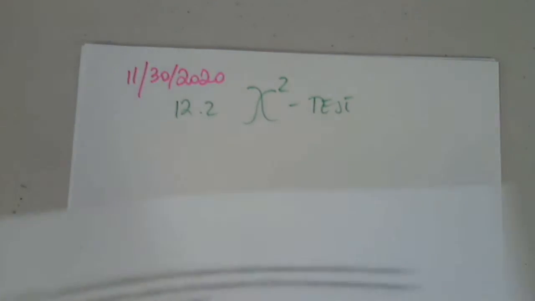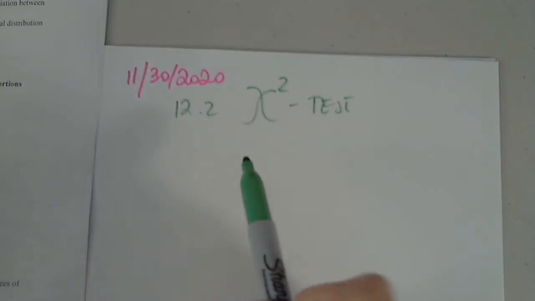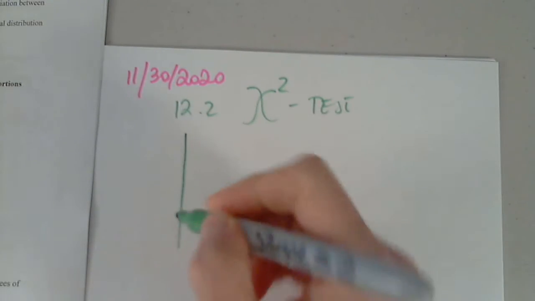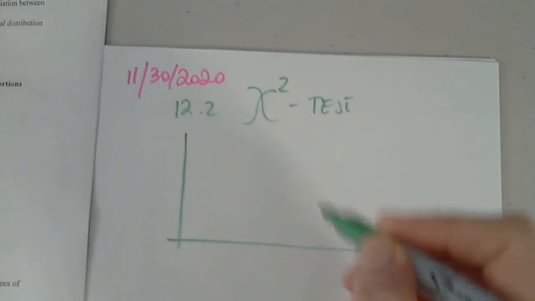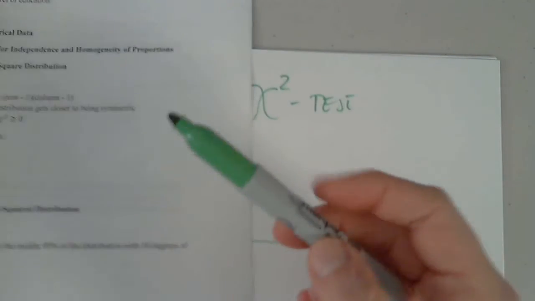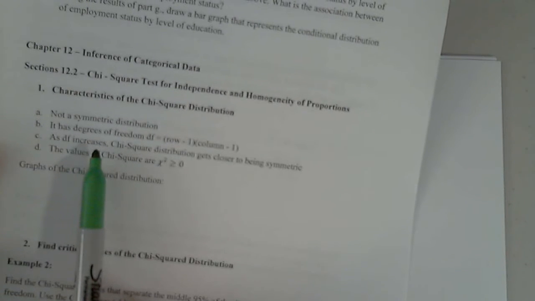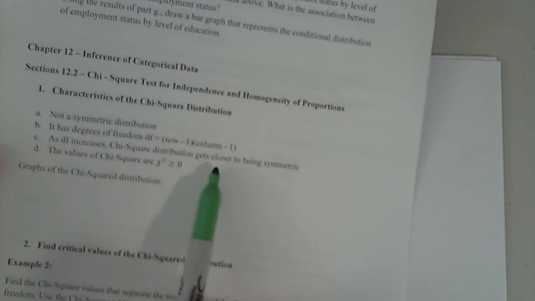So I'm on page 2 of my handout. So this distribution is not symmetric. If the degrees of freedom increase, as I mentioned here, as degrees of freedom increase, the chi-square distribution gets closer to being symmetric.